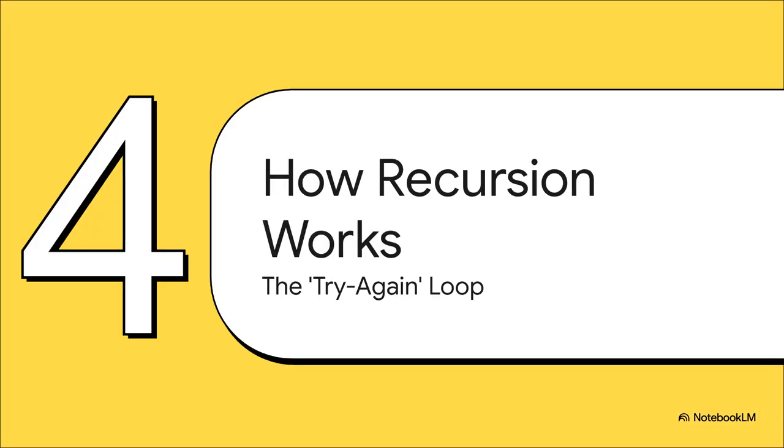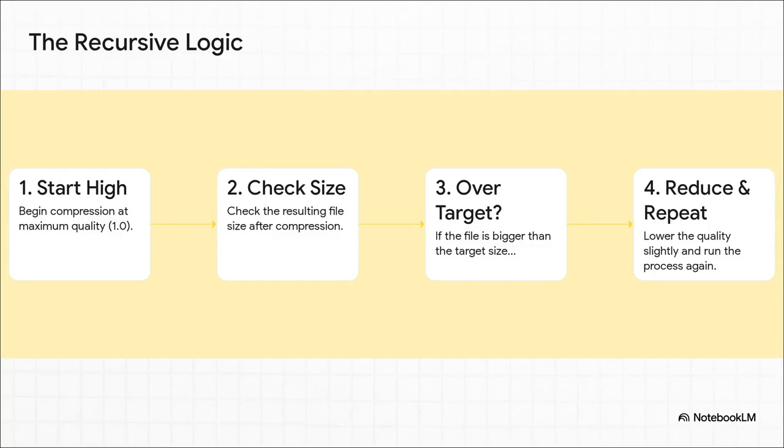So how does this smart try again loop actually work under the hood? Let's break down the logic. It's pretty cool. Okay, so think of it like a really diligent assistant. First, it starts at the absolute best quality possible, 100%. It compresses the image, then it checks the size. Is it bigger than our 600 KB target? If it is, no problem. It just lowers the quality a tiny bit and tries the whole thing again. It keeps repeating this loop until, boom, that file size is finally under our target.